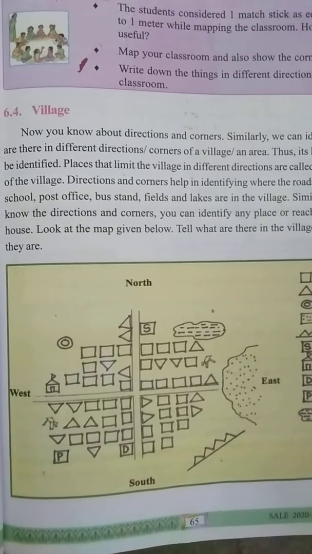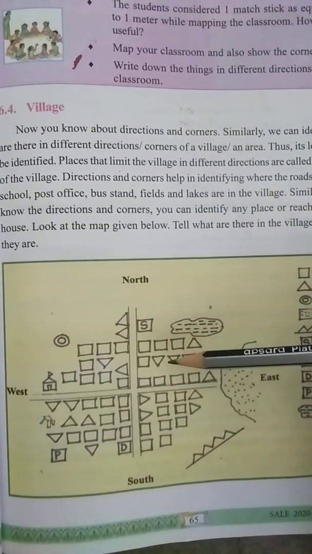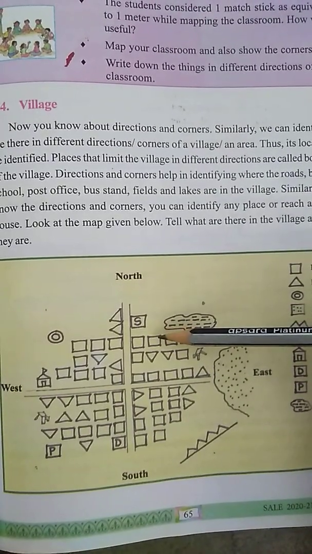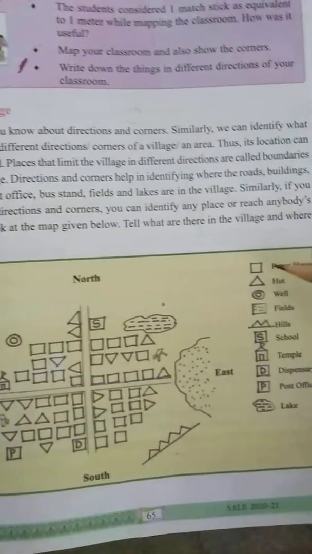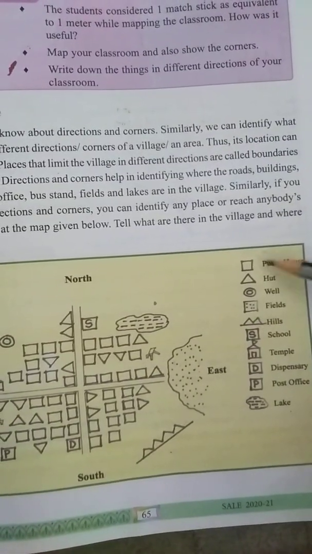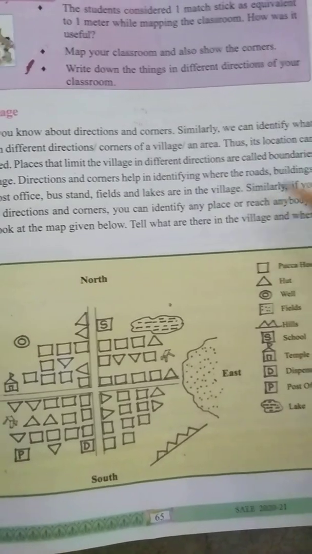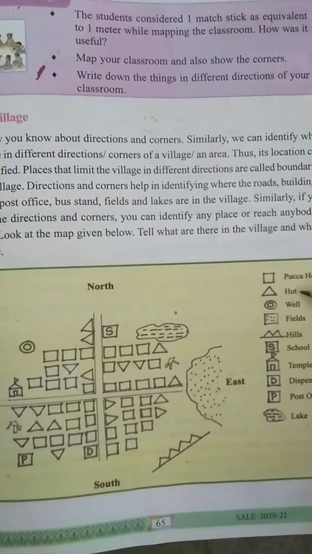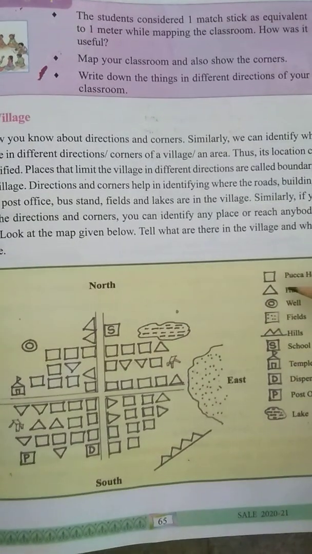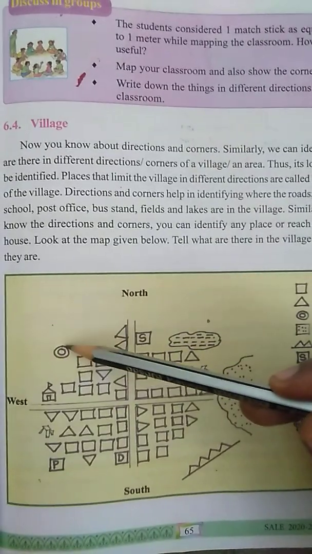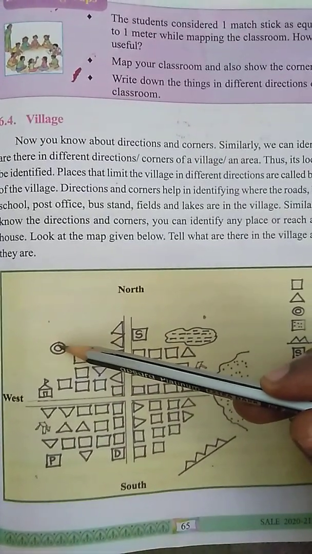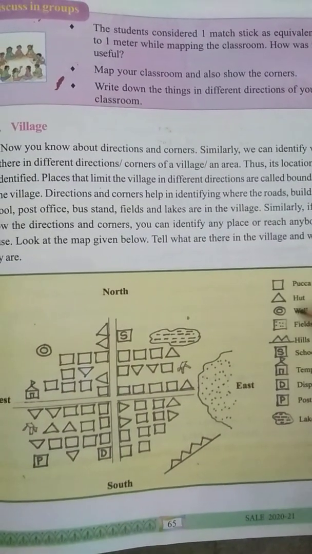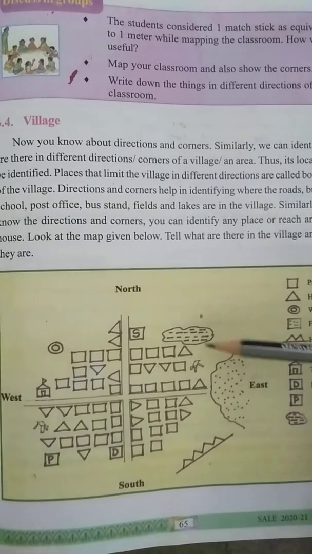Again, what you can see here, all these squares and triangles. Why are these squares and triangles given? What is meant by this square? Square represents a pakka house in a map. What is this triangle then? Triangle shows a hut. Then these 2 circles. What are these 2 circles? Yes, it is the symbol of a well.